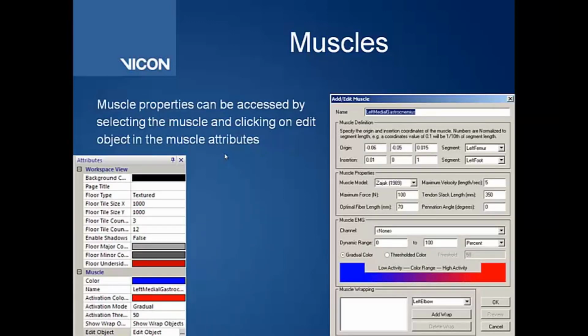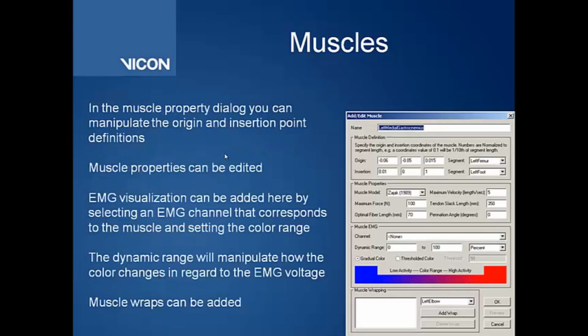And if you've got muscles in there, you can actually go through and edit the muscle properties. How to access those, you click on the muscle and then you can say Edit Object in the muscle attributes. So we'll go through and do that. Through that dialog, you can manipulate the origin and insertion point definitions of the model. You can go through each muscle individually by just selecting it and then editing it. You can also add any EMG visualization if you've collected those corresponding EMG channels.